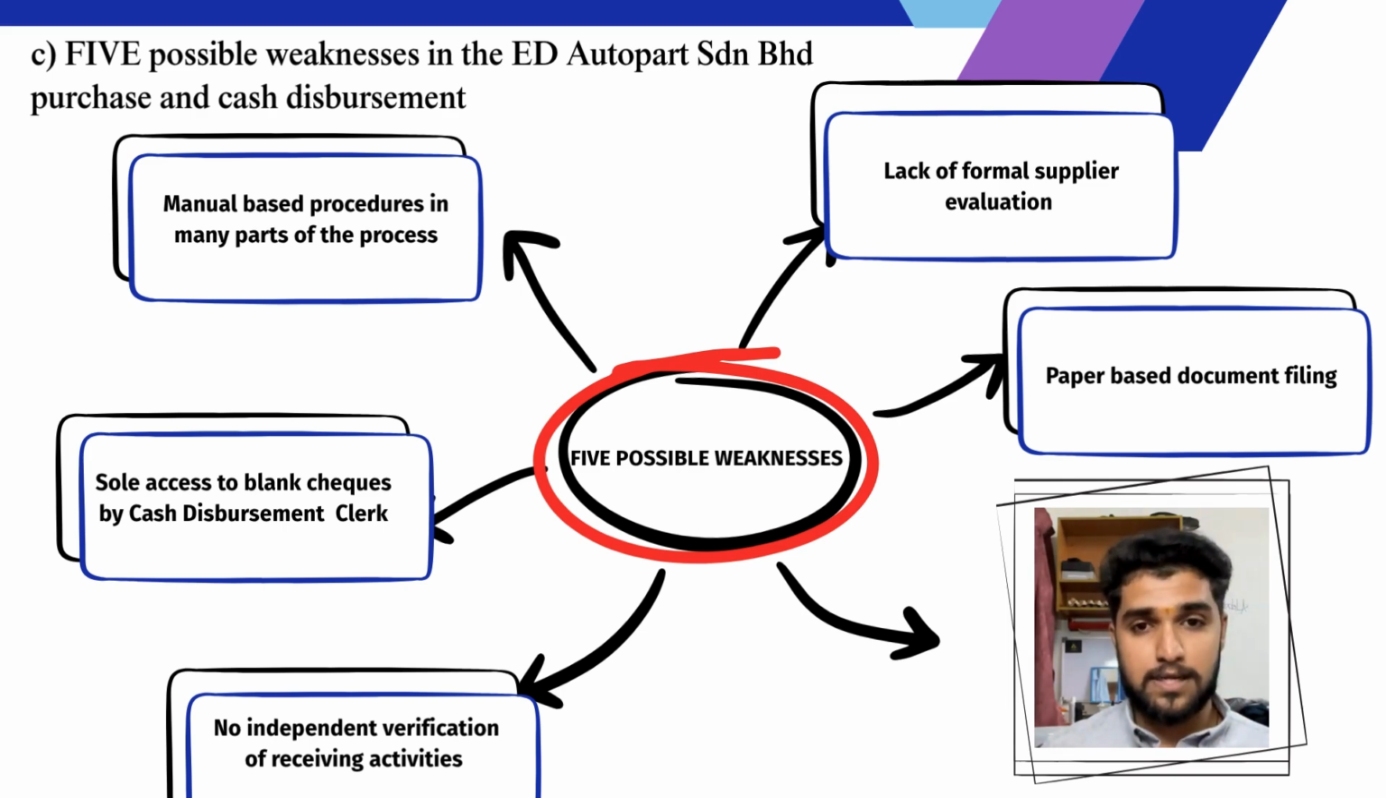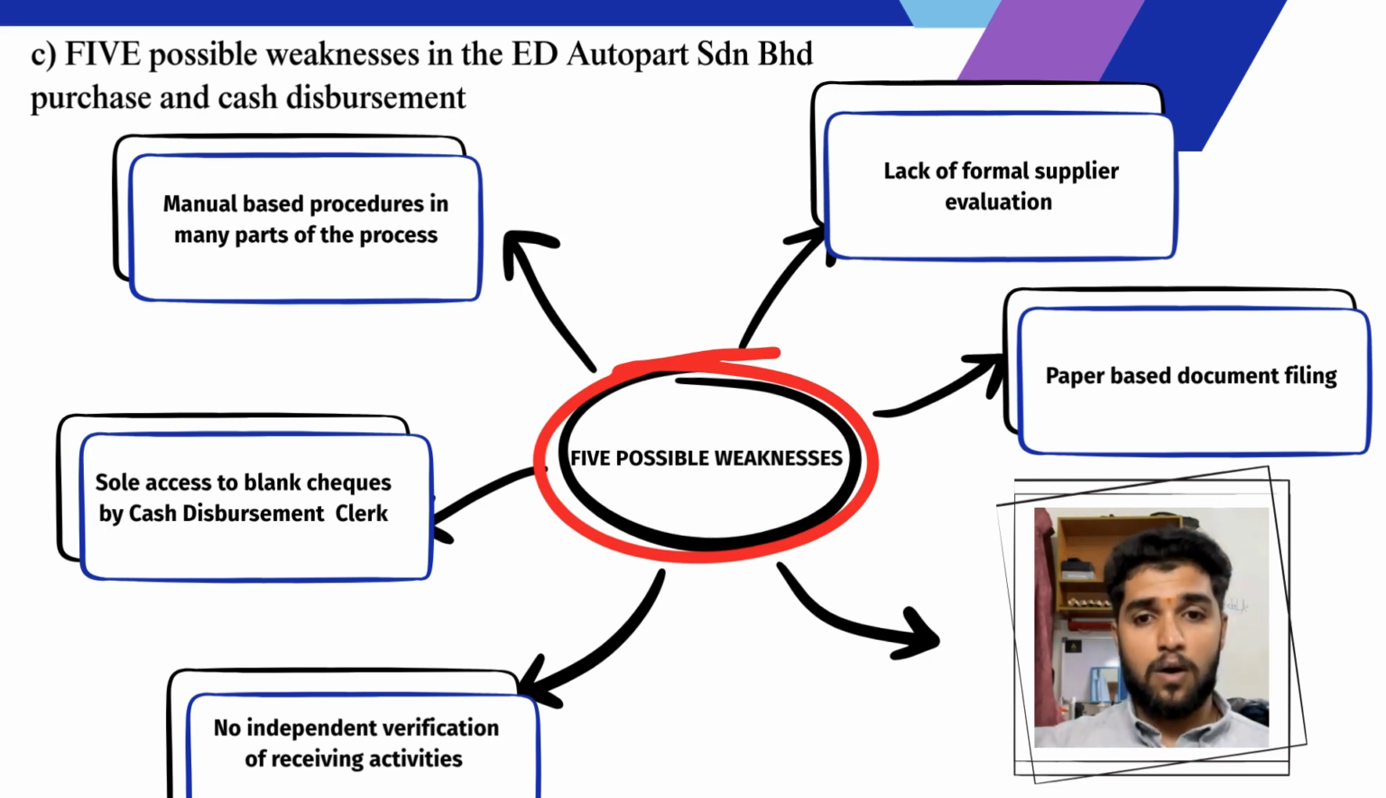It is because allowing one person to prepare and sign checks creates an opportunity for unauthorized or fraudulent payments without detection. The third weakness is no independent verification of receiving activities. The receiving clerk verifies deliveries without any supervisor or second person checking the accuracy, which increases the risk of undetected errors or fraud. The fourth weakness is lack of a formal supplier evaluation process.